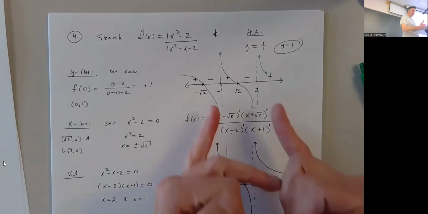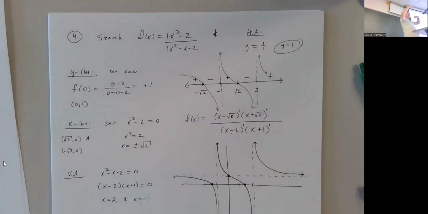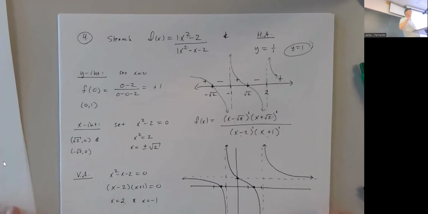Similarly, if the asymptotes came from factors with odd powers, that means they are opposite directions on either side of the asymptote. One side of each asymptote is going up, one side's going down. If they were even powers, both sides would go up or both sides would go down. It's worth noting that.